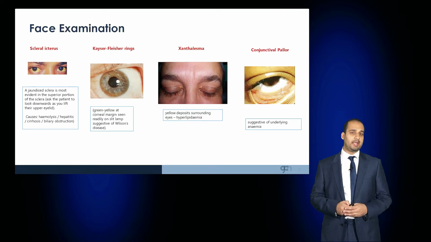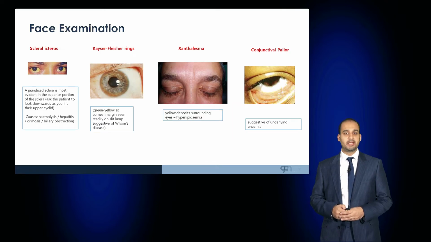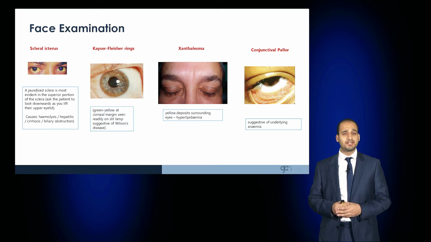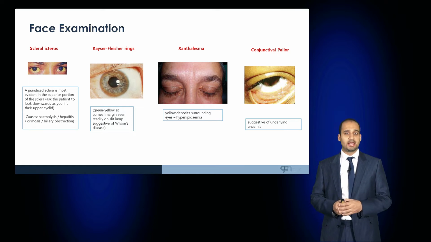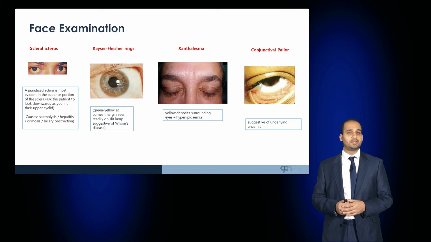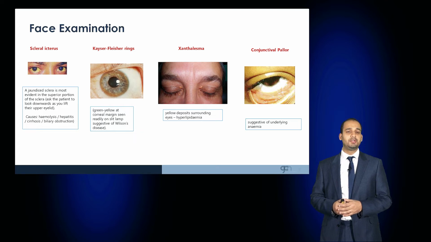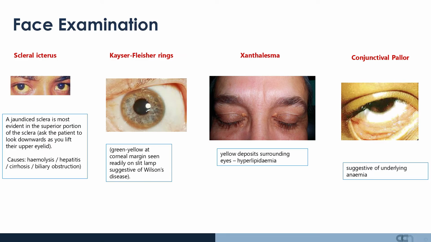Now move on to inspect and examine the patient's face. There are several important signs. Scleral icterus, or a jaundiced sclera, is most evident in the superior portion of the sclera, so you can ask the patient to look down as you elevate their upper eyelid. And jaundice can be prehepatic, hepatic, or posthepatic.